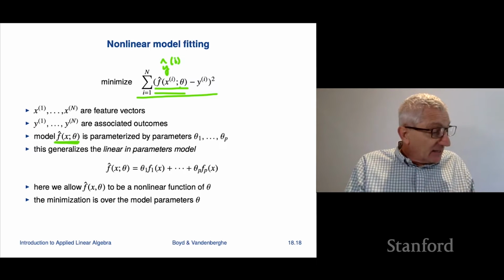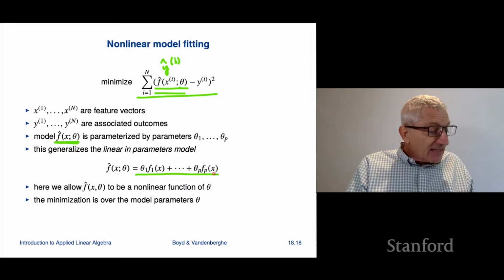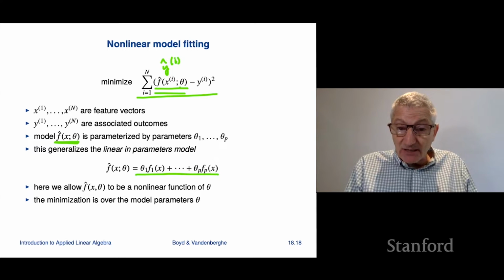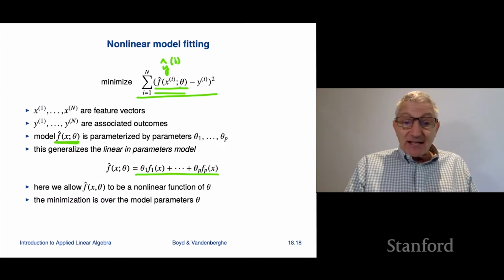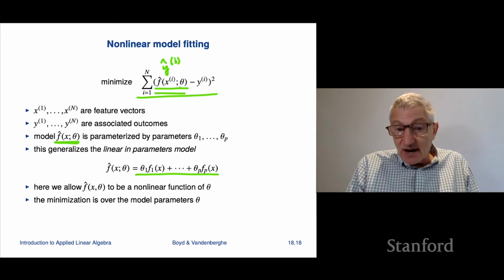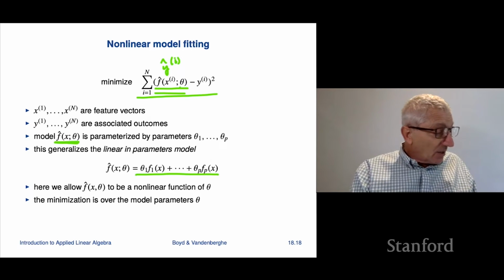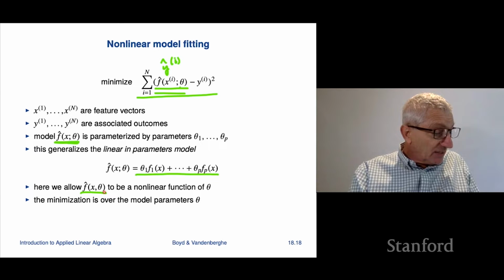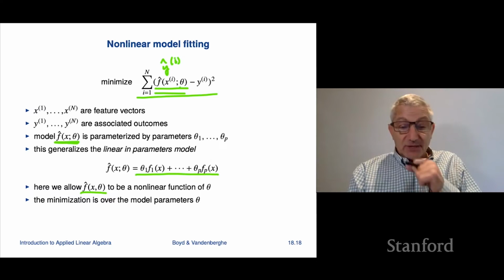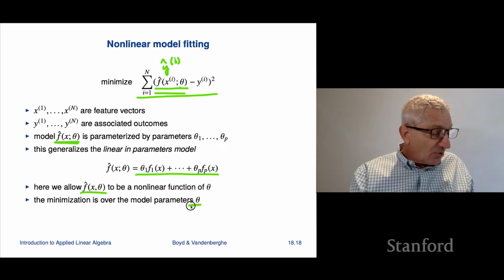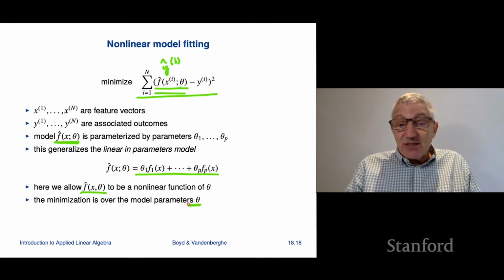theta. Now, the linear in the parameters model looks like this, and this is the general case of what it would be if f hat was a linear function of theta. That's called the linear in parameters model because it's a linear function of the parameters. Of course, it's not necessarily a linear function of x, and usually is not, but it's a linear function of the parameters. So here we're going to allow this f hat to be a nonlinear function of the model parameters. And we'll see that there's lots of examples of where that can be helpful. It can also improve interpretability, things like that. And we're going to minimize over the model parameters theta.